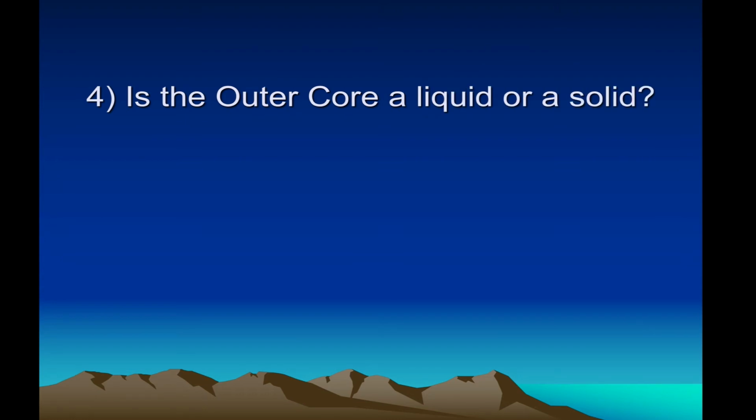Question 4. Is the outer core a liquid or a solid? Crust, mantle, then outer core. Is it liquid or solid? Yes, it's liquid, which is a mix of iron and nickel, and reaches about 4,400 to 5,000 degrees Celsius, which is enough temperature to melt the metals.